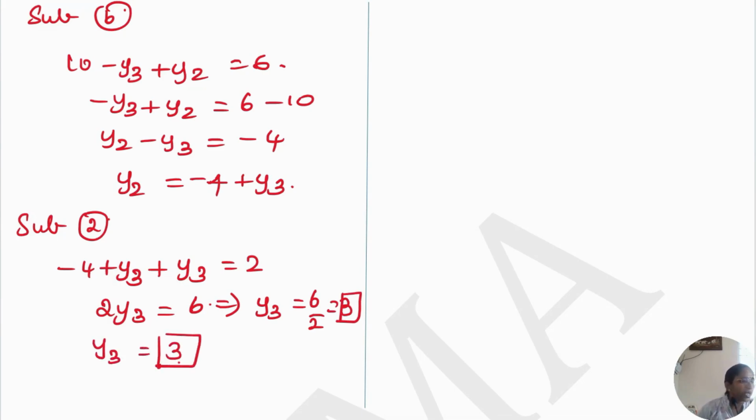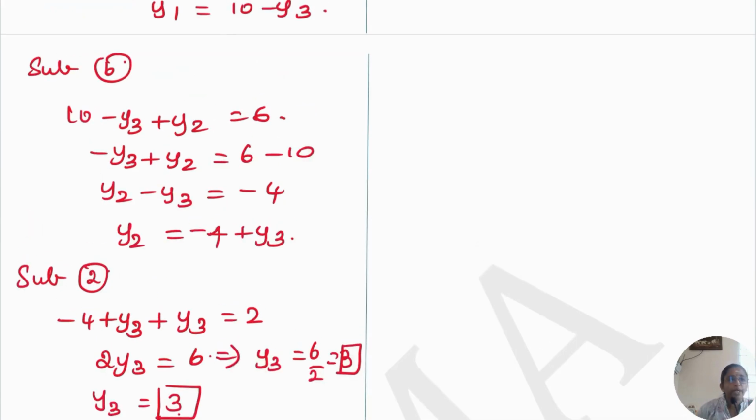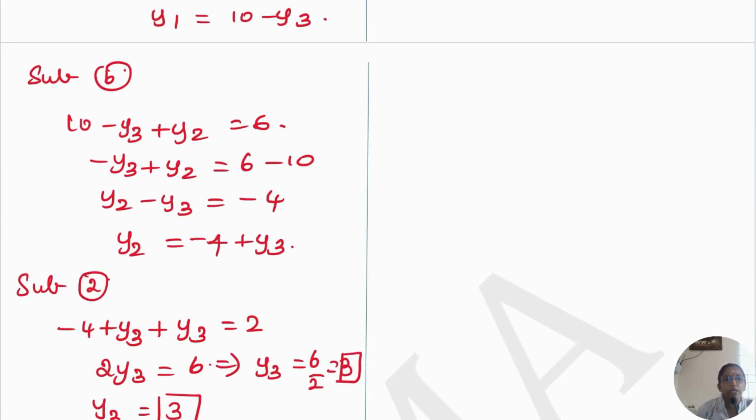Okay, now again you can go for your y2 data. So what is your y2 equation? Look at your equation: y2 is equal to minus 4 plus y3. What is our y3 value? y3 value is 3. So y2 value will be equal to minus 1.